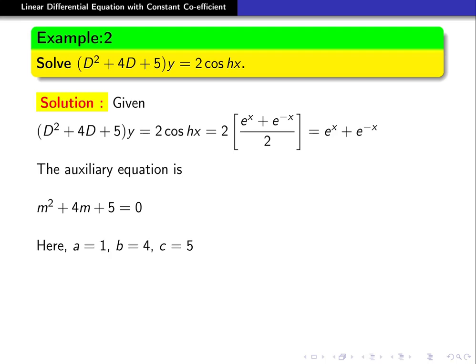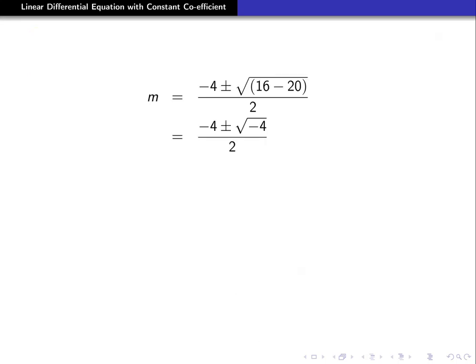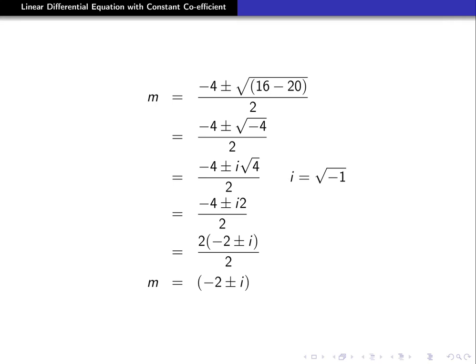So we'll get a is equal to 1, b is equal to 4, c is equal to 5 since it is a quadratic equation. So by using the formula, we will get the roots. Therefore the roots are minus 2 plus or minus i. Here alpha is equal to minus 2, beta is equal to 1.